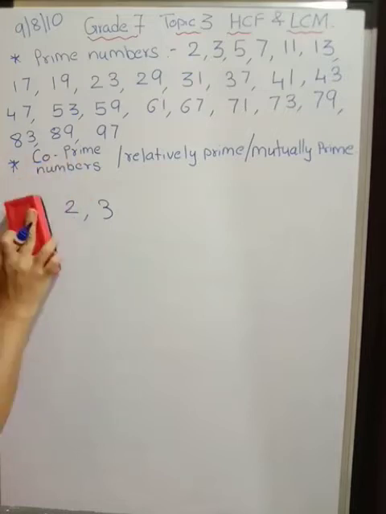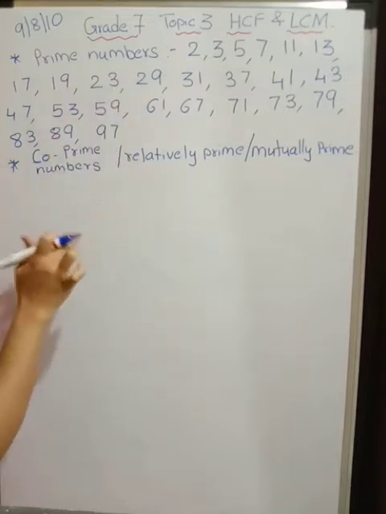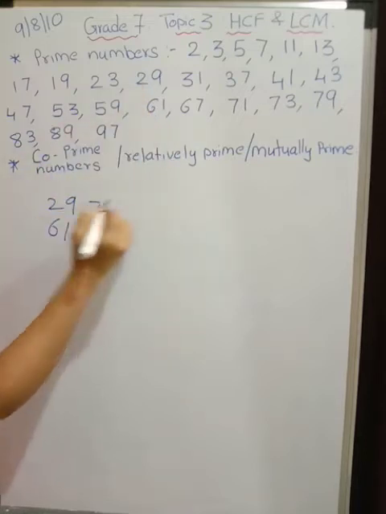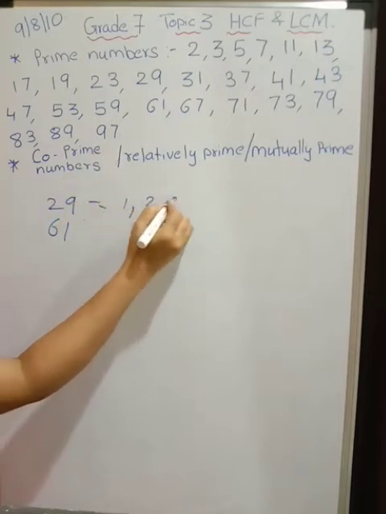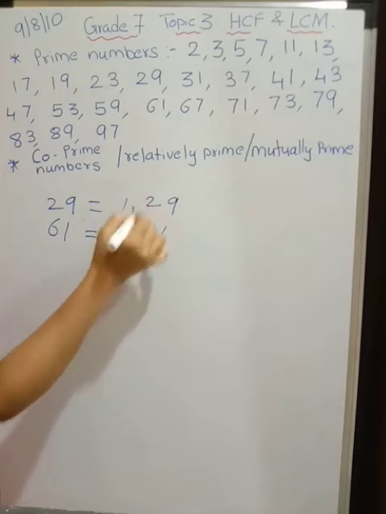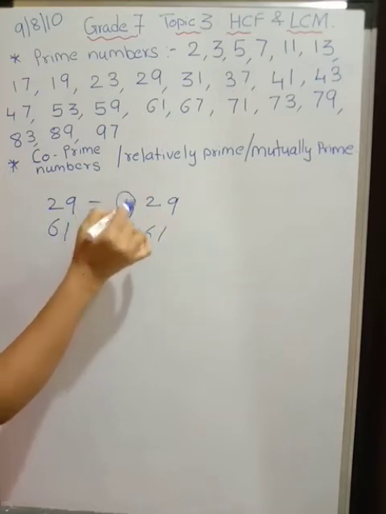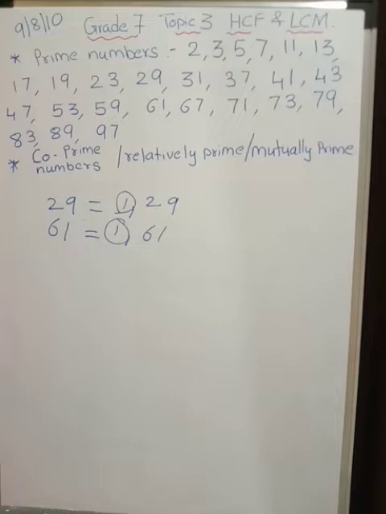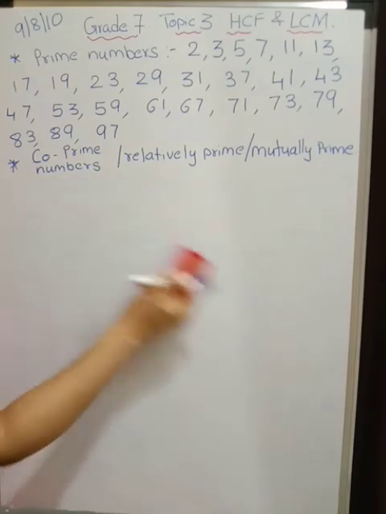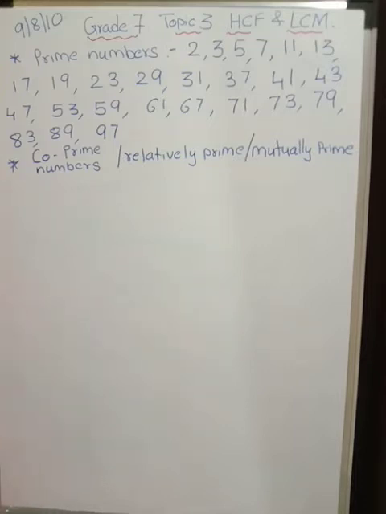Also, take any two prime numbers from this list. I'll take 29 and 61. What are the factors of 29? They are prime, so they have only 2 factors. This is also prime, so it has only 2 factors, 1 and the number itself. Now if you compare, only 1 is common to both of them. So apart from 2 consecutive natural numbers, any 2 prime numbers are also co-prime numbers. So it can be a combination of any 2 numbers, just to tell you all. I hope co-prime numbers are clear.